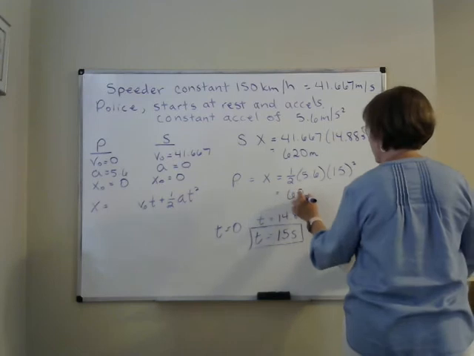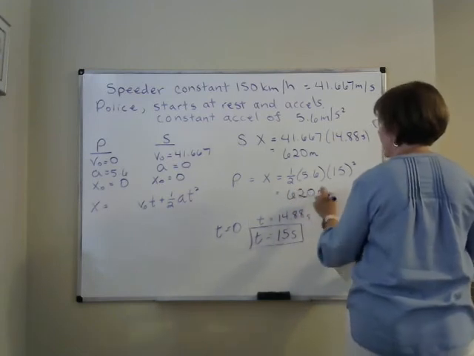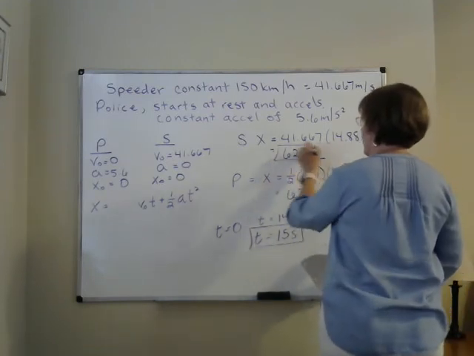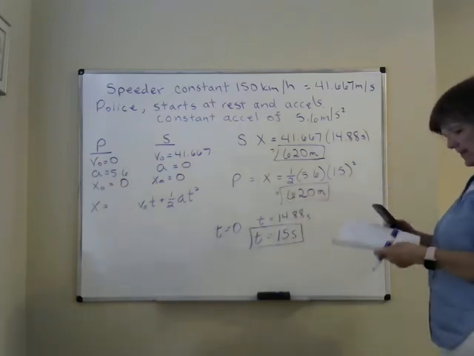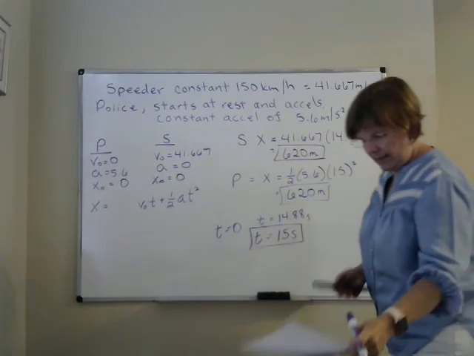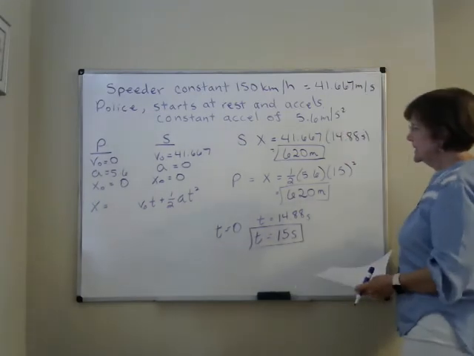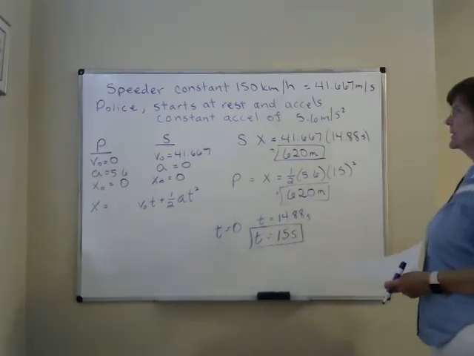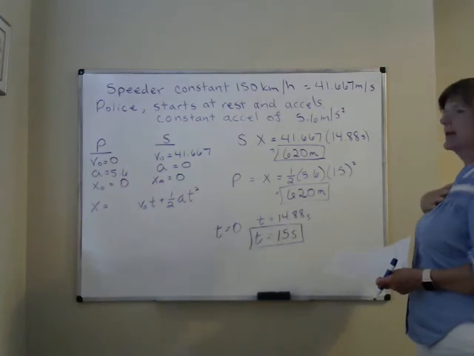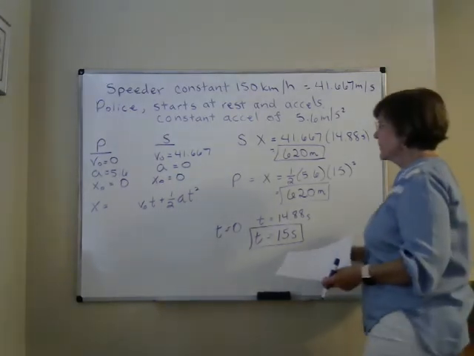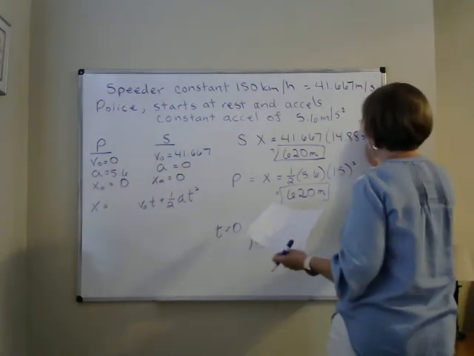That also came out to be 620 meters. Of course, that's exactly what I expected. That means he caught up. Now, the only problem with this is it's probably not very realistic. So in order to catch up with the speeder, he has to go much faster. How fast would that police officer end up going?